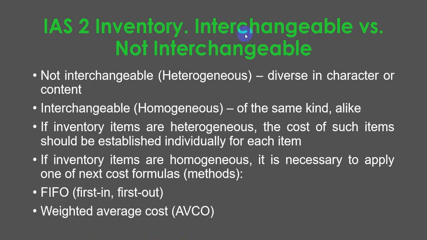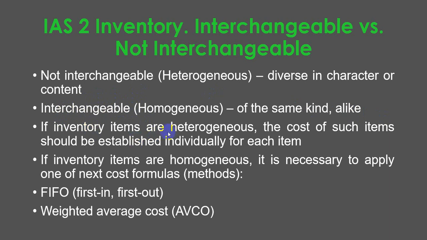So, let's discuss interchangeable and not interchangeable items. Not interchangeable or heterogeneous items, that's diverse in character or content items. So you cannot substitute one item by another in case of not interchangeable items. Interchangeable items or homogeneous items are of the same kind or alike. So you can substitute one item by another in case of interchangeable items.